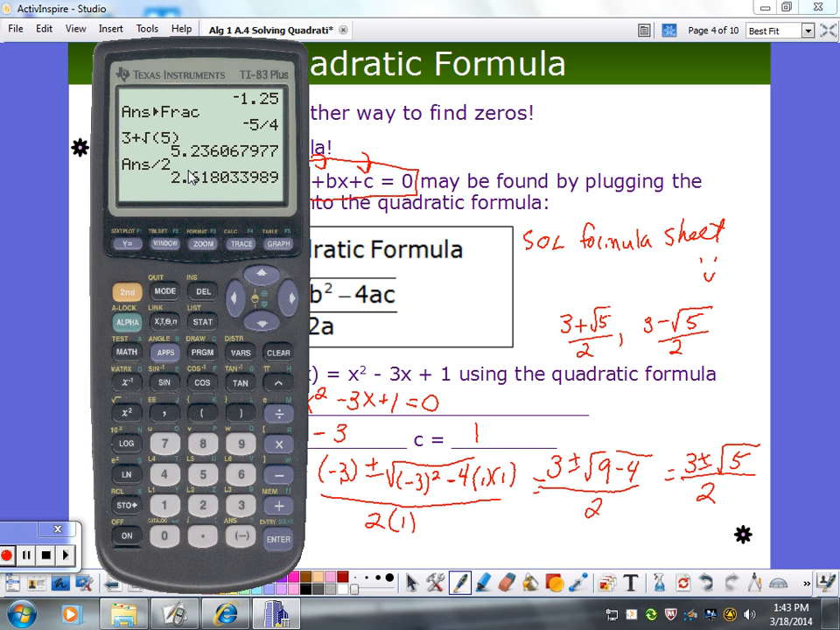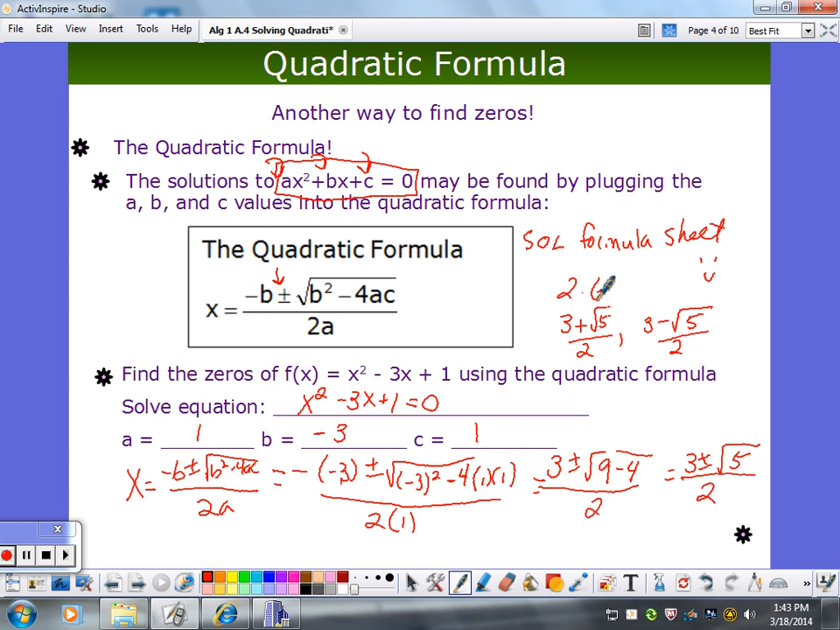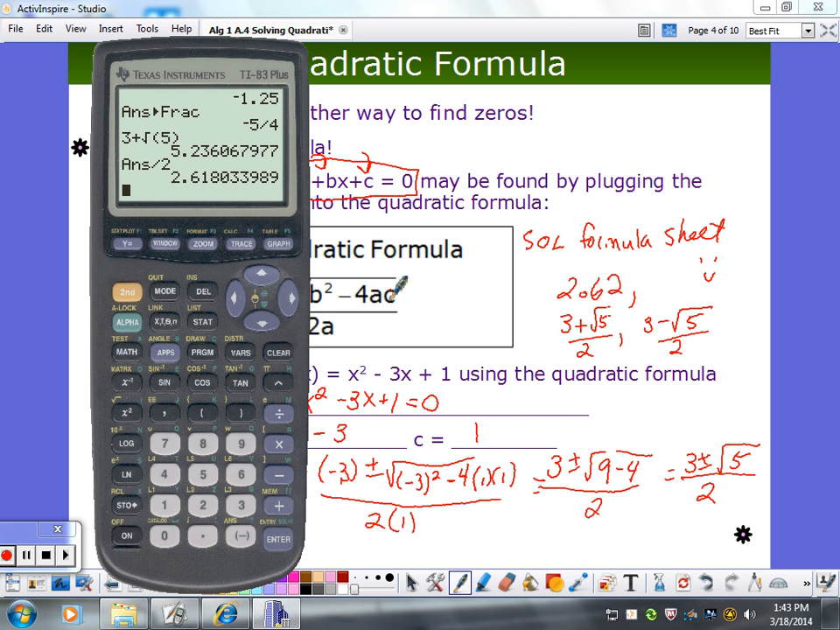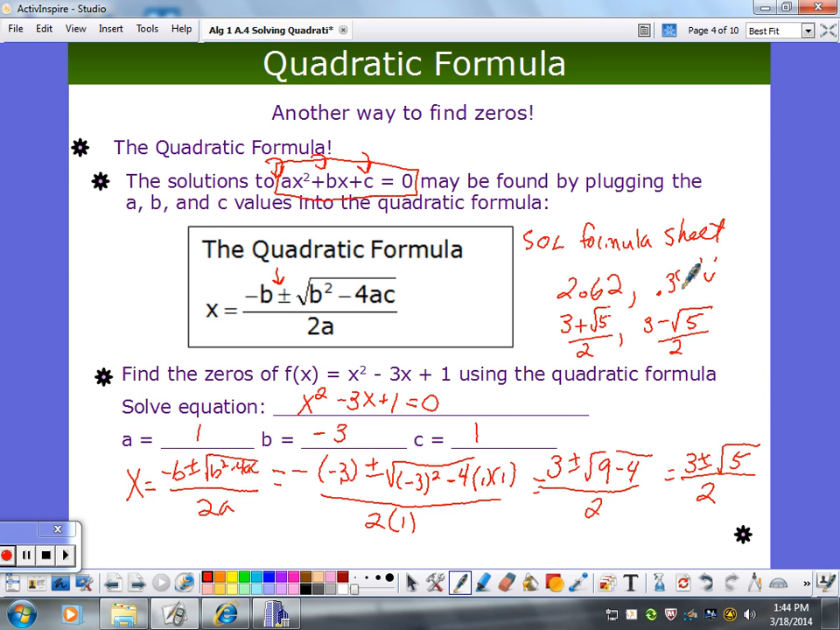Right, Sean, you writing this down? Everybody should be writing this down. To round this to the nearest hundredth, I would get 2.62 for this guy. Now I have to find the other zero, 3 minus the square root of 5. Hit enter before doing that division, divide by 2, and I'm getting 0.38. 2.62 and 0.38 are the zeros.